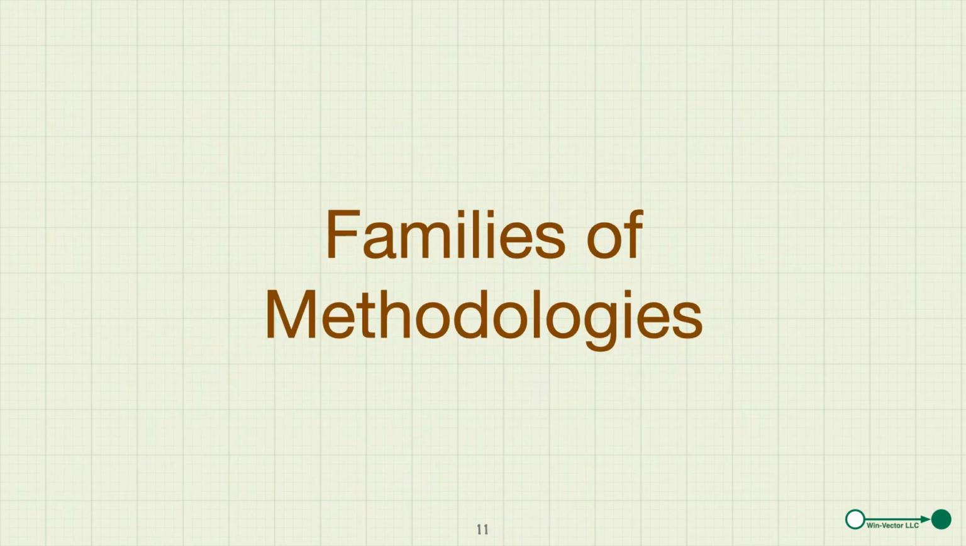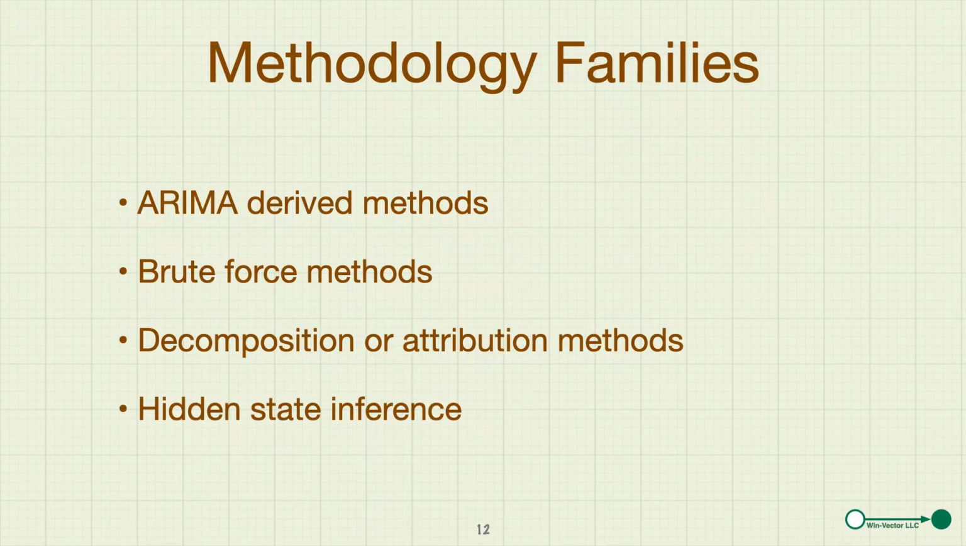So let's go through families of methodologies. I break it down into 3 to 4 major families. The first family is the ARIMA family. And ARIMA is an acronym standing for Autoregressive Integrated Moving Average. Autoregressive means the future is a function of similar things, i.e. the past. And it's really technical.